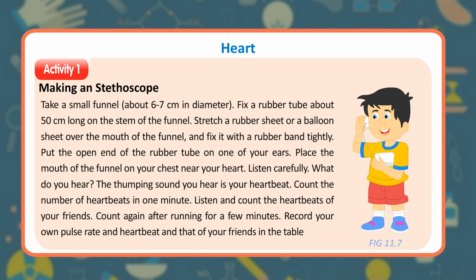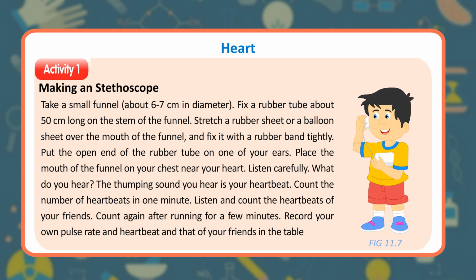Activity. Making a stethoscope. Take a small funnel, about 6 to 7 centimeters in diameter. Fix a rubber tube about 50 centimeters long on the stem of the funnel. Stretch a rubber sheet or a balloon sheet over the mouth of the funnel, and fix it with a rubber band tightly. Put the open end of the rubber tube on one of your ears. Place the mouth of the funnel on your chest near your heart.